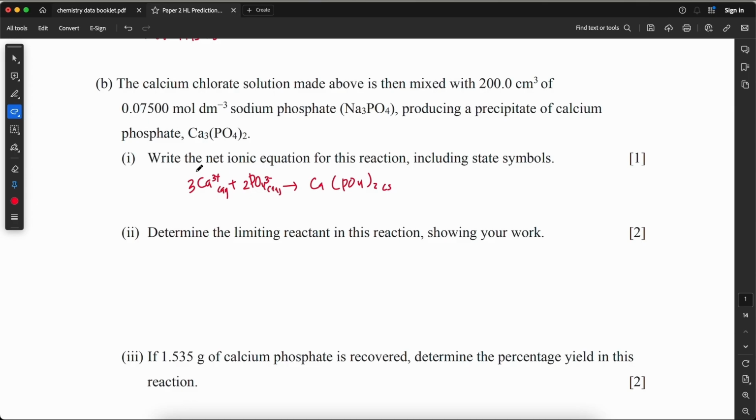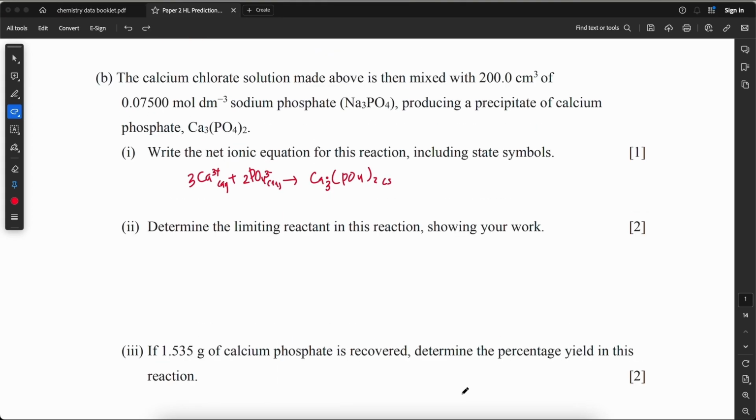So what will happen with the other ions, like Na and ClO3? The products of the double replacement reaction would be NaClO3, but it does not participate in producing Ca3(PO4)2, or calcium phosphate. So that's why we don't write it here.